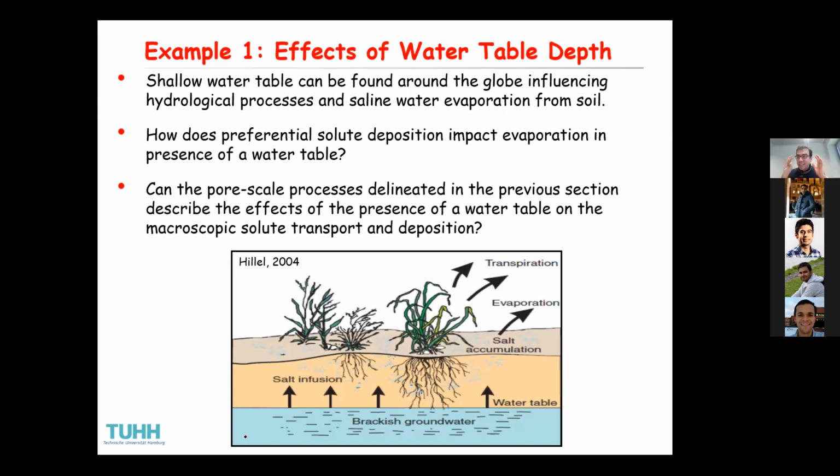But anyway, the water table. The water table is the interface between the saturated and unsaturated zone. If you dig the land a couple of meters, you reach a point where the soil is completely saturated, and the interface between the saturated and unsaturated zone is the water table. So the question is, if you have a saline aquifer, how does the depth of this water table influence evaporation from porous media?